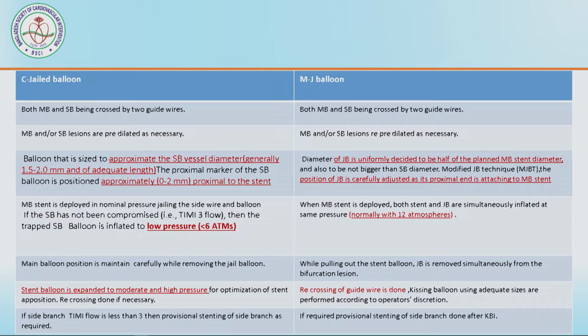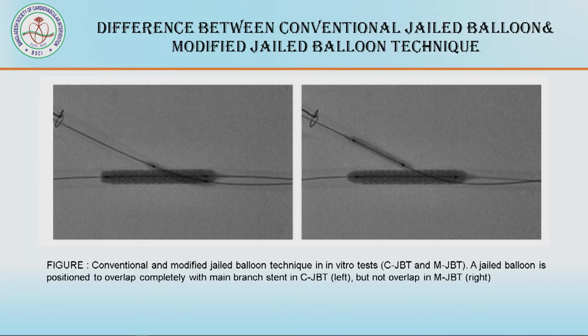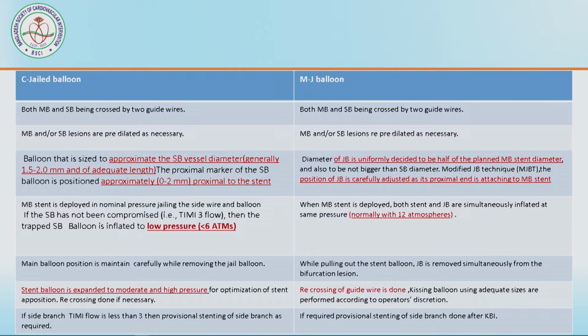After that, the main branch stent is deployed in the conventional jailed balloon, keeping the side wire and the balloon jailed. If the side branch has not been compromised, then the side branch balloon is inflated to a low pressure, up to 6 atm. But in the modified jailed balloon technique, the main branch stent is deployed, and both the stent and the jailed balloon are simultaneously inflated at the same pressure, normally 12 atmospheres. After that, the next steps in the conventional and modified jailed balloon are almost similar, so we won't go into that.